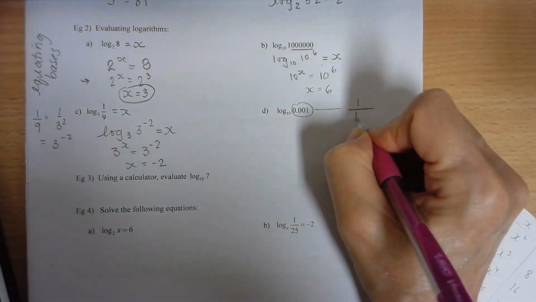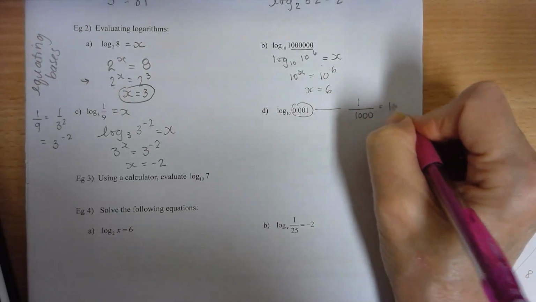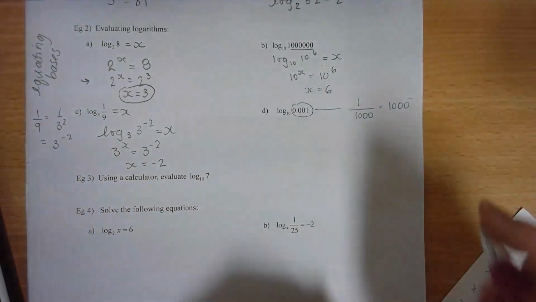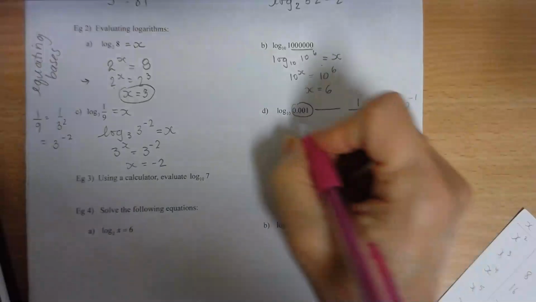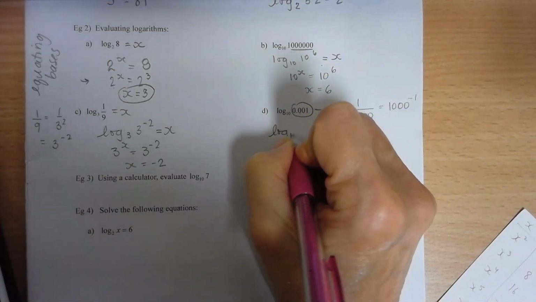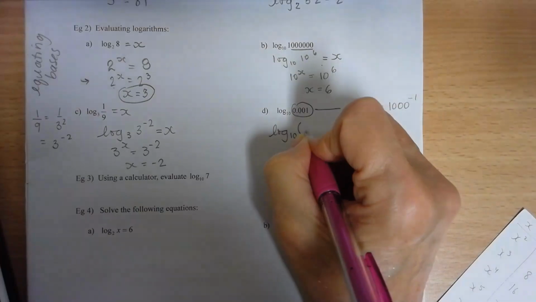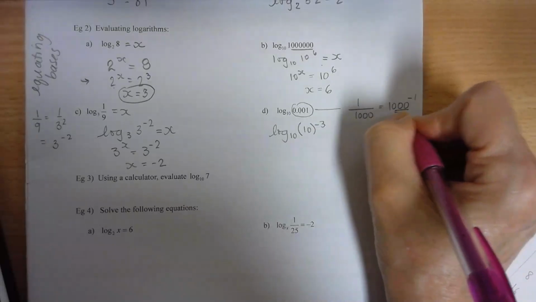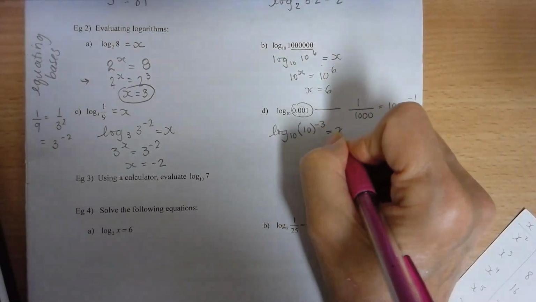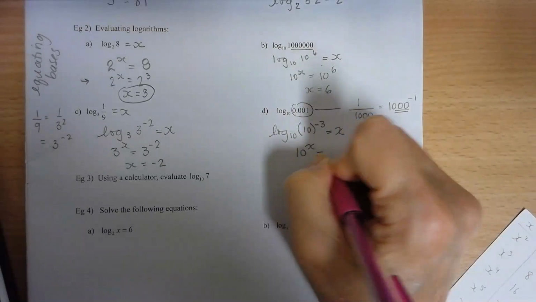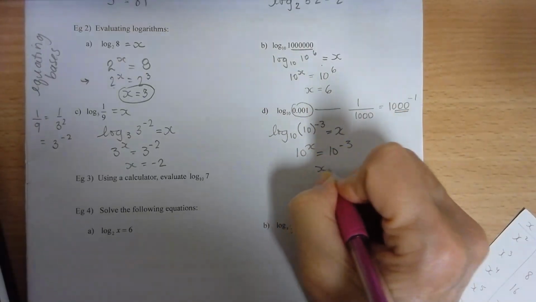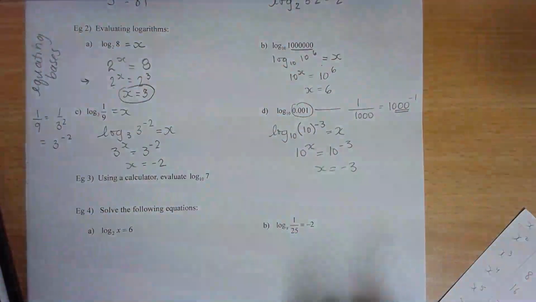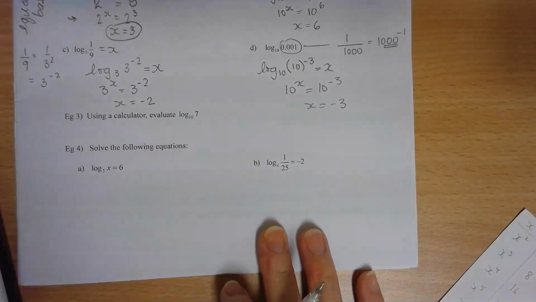Okay, this one, that is in the tenths place, hundredths place, thousandths place. So that's 1 over 1,000, or 1,000 to the negative 1. So that's log base 10 of 10 to the negative 3. Negative 1, 3 zeros, negative 3 equals x. So go 10 to the x equals 10 to the negative 3, x equals negative 3. There's no doubt that this takes some practice. It definitely does take practice. Okay, let's just do a couple more.